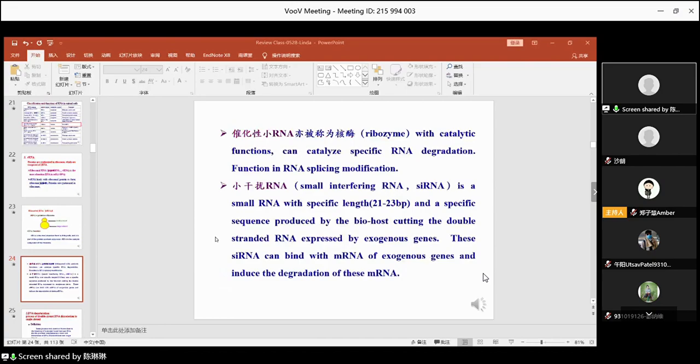So the key point in this part is ribosome 和酶. It is the only RNA which has catalytic functions. So remember that the ribozyme can catalyze specific RNA degradation, and it can also function in RNA splicing modification.